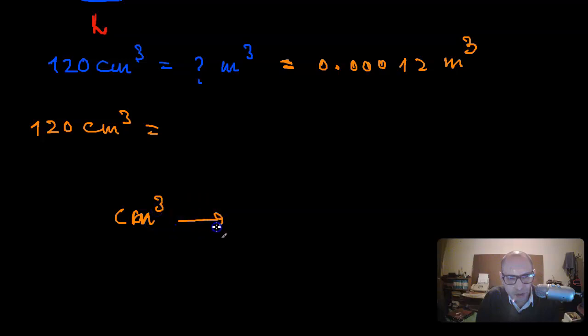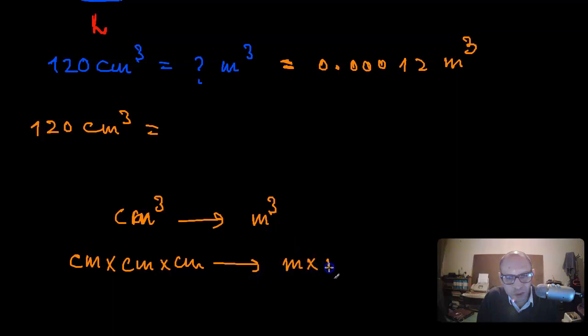For example, you have cubic centimeter, and then you want to get to cubic meter, right? So essentially, cubic centimeter is centimeter times centimeter times centimeter, and cubic meter is meter times meter times meter. So you have to get rid of these centimeters. If you can do that, then you will get to your desired unit, right? So I want to get to cubic meter.